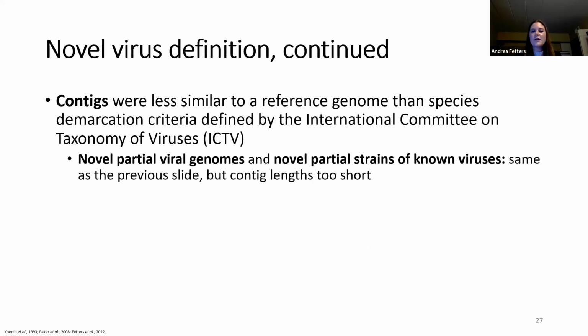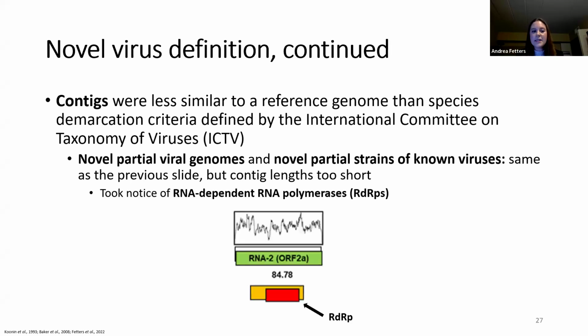But then the other two groups of novel viruses were these novel partial viral genomes and novel partial strains of known viruses. Again, these follow kind of the same criteria as the slide before. However, these were sequences that were much too short for us to say with high levels of confidence that they belonged to a virus family. But we did take notice when we saw something called an RNA-dependent RNA polymerase, or an RDRP region, because these are highly virus specific and are really useful in RNA virus classification.